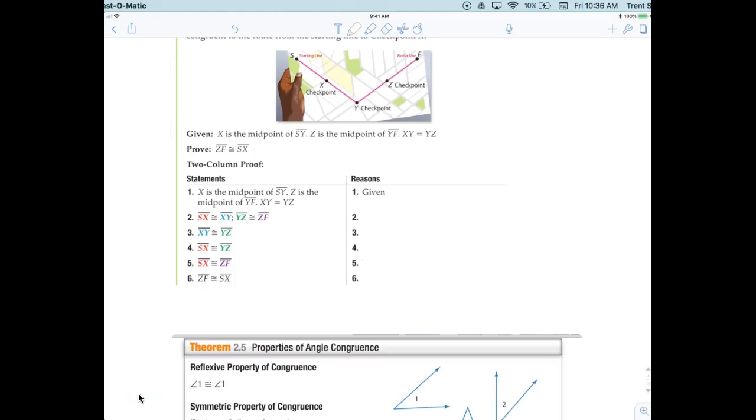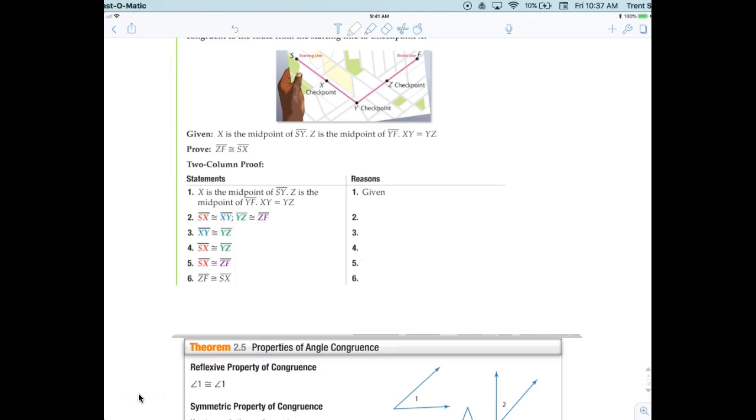All right. So here we have, again, it should be kind of easy. The first step is generally the what? The given. So let's mark the given. It says X is the midpoint of SY, and Z is the midpoint of YF, and XY is equal to YZ. I want to prove that ZF is congruent to SX.